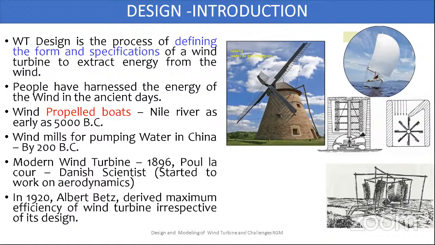Okay, then wind energy design is not a new technology, but it has been used since 2000 years before, because wind energy has been used for various purposes like sailing boats and ships, draining rice, water pumping, and various other purposes. Some of them say that in 200 BC they used it in China, and in 5000 BC in propelled boats, and Danish scientists. But the modern wind turbine was developed in 1896.